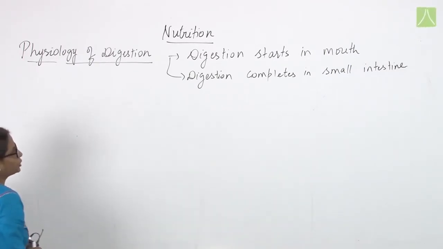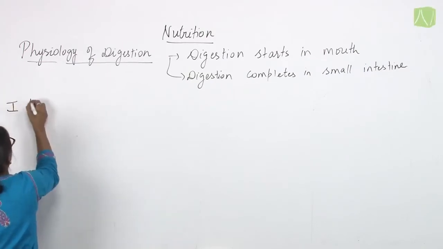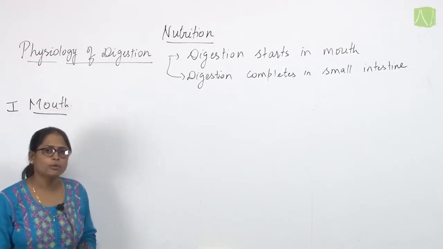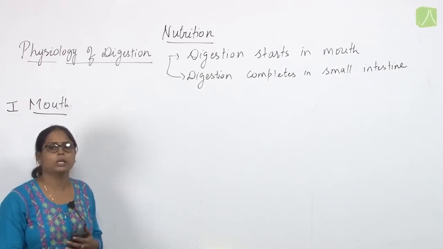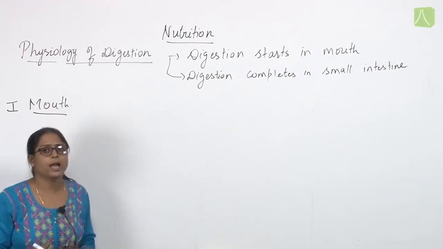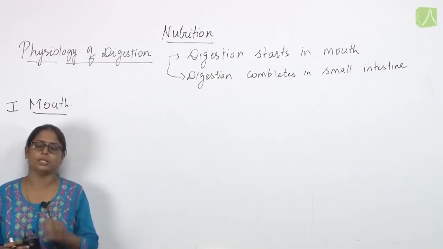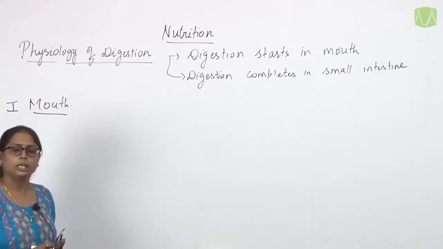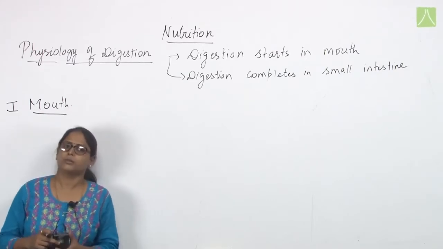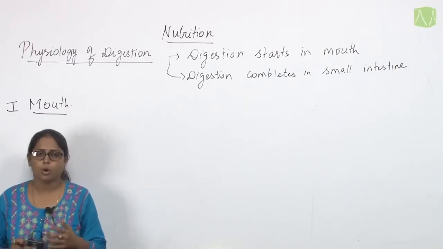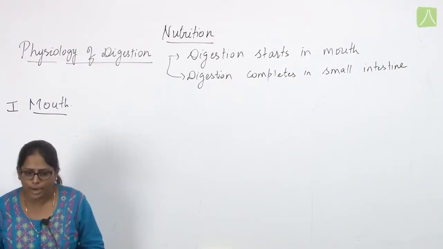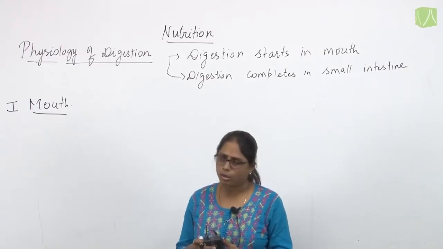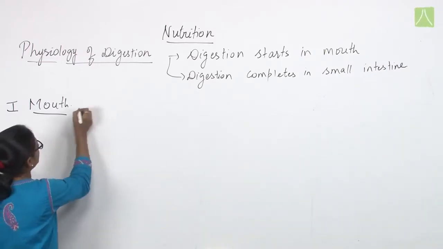Now, how does digestion take place in the mouth? First of all, we are going to discuss the digestion process in the mouth. We have already discussed that the mouth includes our lips, surrounding our oral or buccal cavity. The oral cavity includes all the teeth, tongue, palate, but what is exactly secreted in the cavity is saliva.